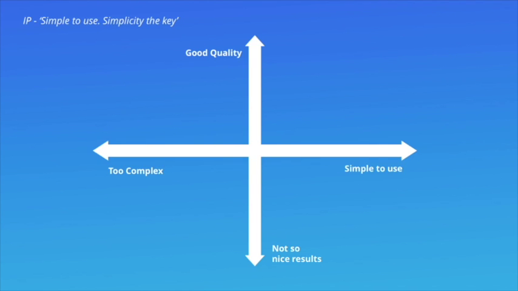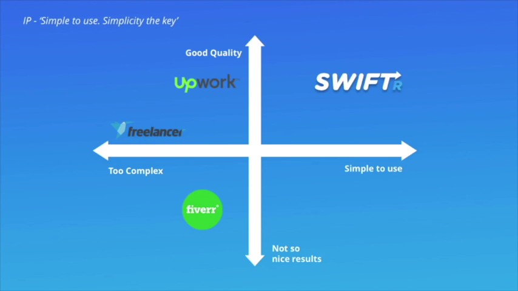And this is a graph of where we feel their competitors sit. So Upwork, good quality, a little too complex. Freelancer, not as good quality as Upwork and a little too complex. Fiverr, you're not getting as nice results and too complex as well. And this is where we and the IP want Swifter to sit, which is simple to use and good quality work.